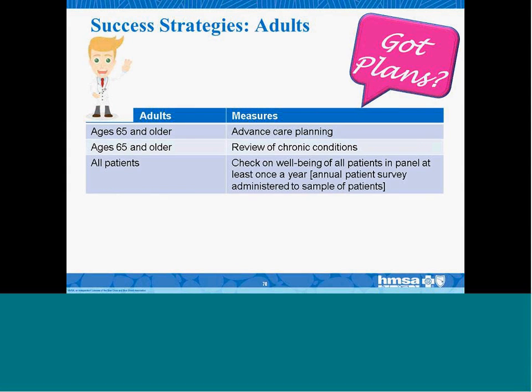Advanced care planning, that's expanded to patients age 65 and older. Same as review of chronic conditions, those have always been 65 and over. And for all patients, of course, you want to check on well-being of all patients in your panel at least once a year.